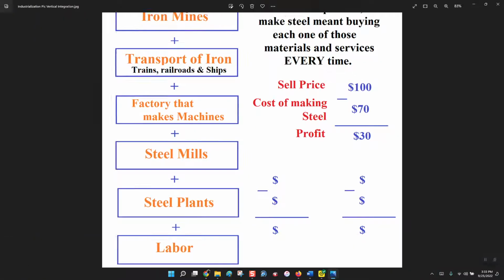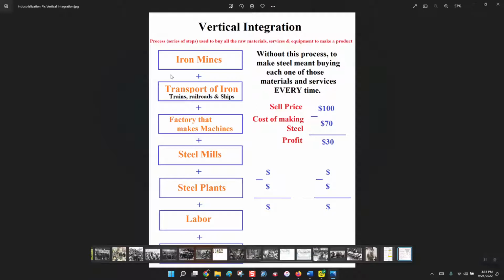So the idea is that again, it's a process, a series of steps used to buy the raw materials, the services, equipment, everything you need to make a product. So let's say you're making steel, like Andrew Carnegie made steel. He's going to use vertical integration like this. So in order to get steel, you need iron, so you're going to have to buy iron. So you're going to spend money. You're going to have to take that iron from the iron mines and send it to your company. So that's going to cost you to ship it.